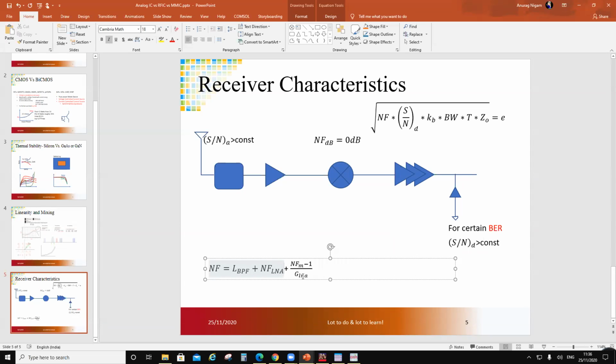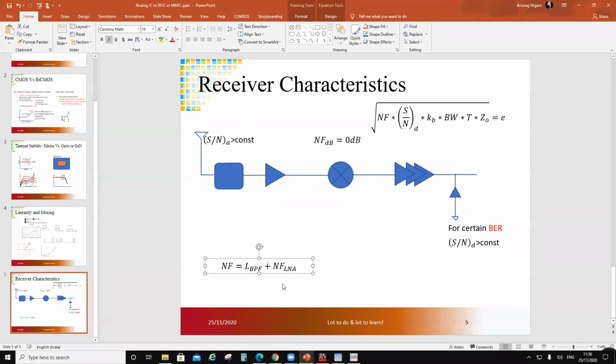I have a very large gain on LNA. Then what is important is, even this term is useless because the gain is very large. So I'm left with only this. Correct? So if you construct this right, if you have a large gain on a LNA, then it is just the noise figure of LNA plus the loss of the BPF. That is going to be your NF, and that will go over here.